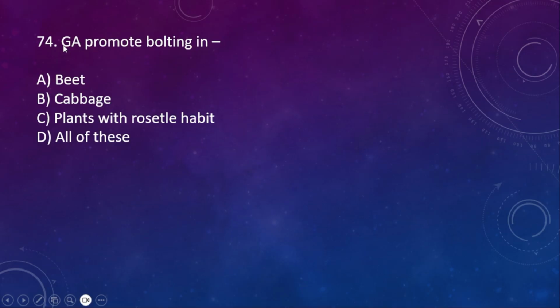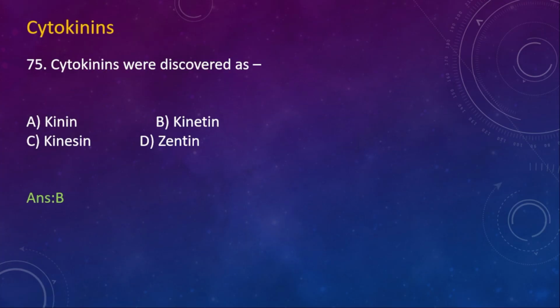74. Gibberellic acid promotes bolting in A. Beet, B. Cabbage, C. Plants with rosette habit, and then D. All of this. Here the right option is all of this.